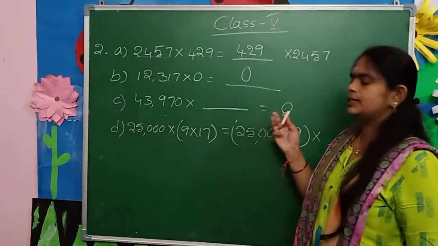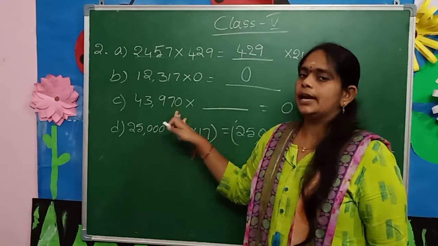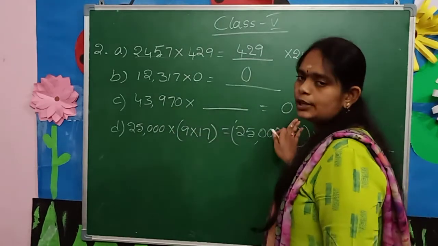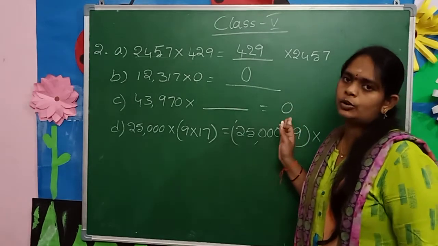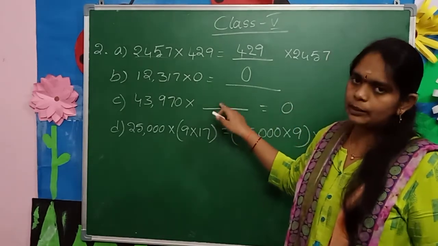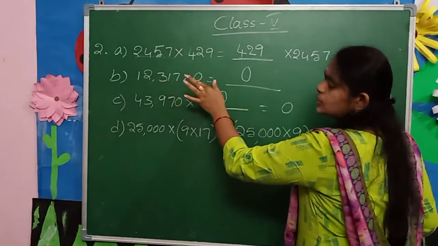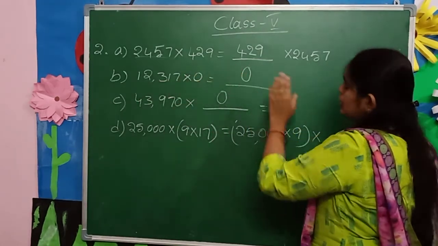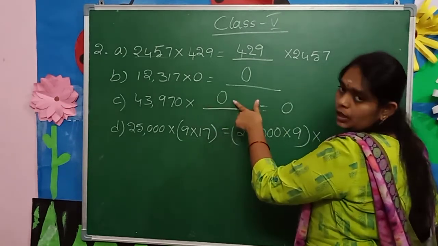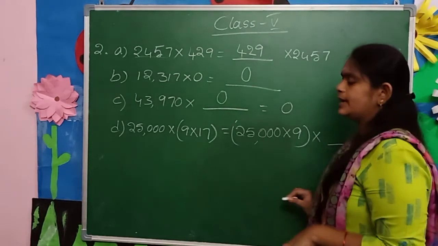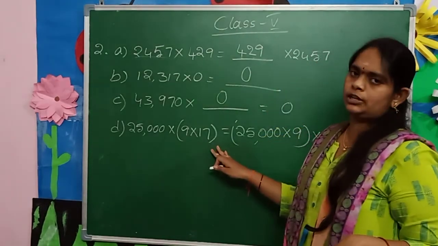43,970 into dash is equal to 0. If we multiply 43,970 with some number, we get 0. If we want the product as 0, then the multiplier will be 0, right? See, here if we multiply with 0, we get the product 0. So here they gave the answer as 0. So what is the multiplier? 0, right? Yes.